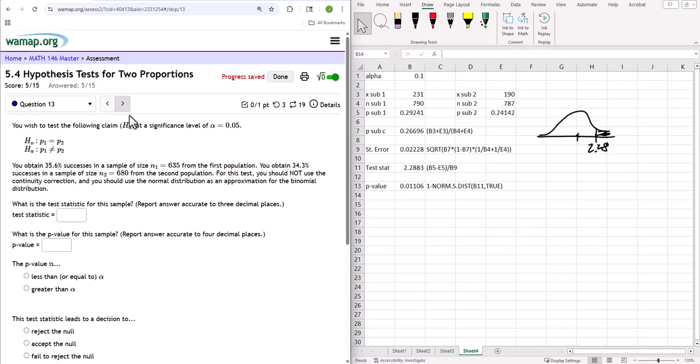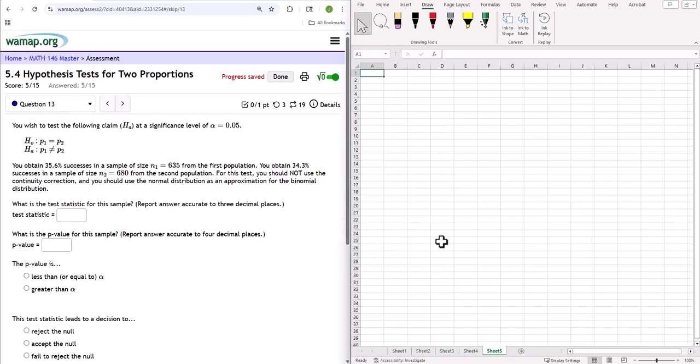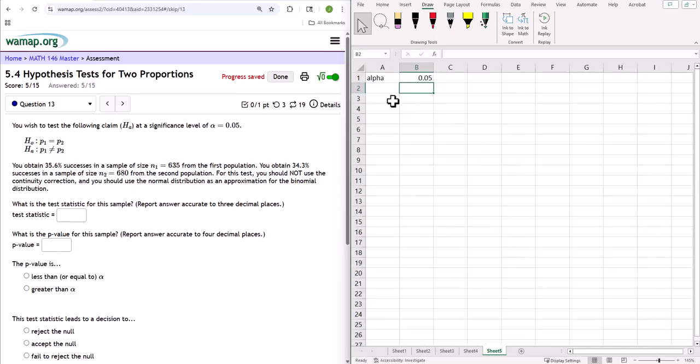All right, let's throw an additional example in here. Start another one. You wish to test the claim here. Okay, we got an alpha early on, 0.05. Zoom in a little bit. You obtain a 35.6 success, so p sub 1, 0.356. n sub 1, 635. And I can use those to find x sub 1.